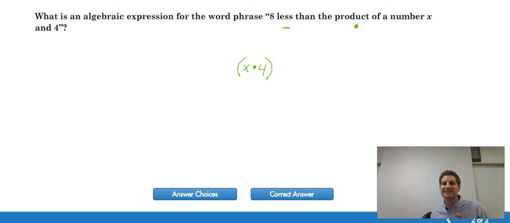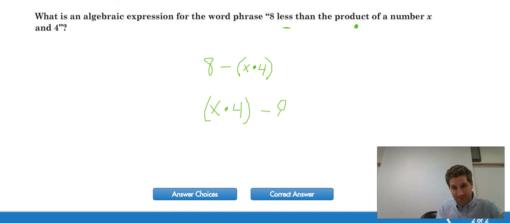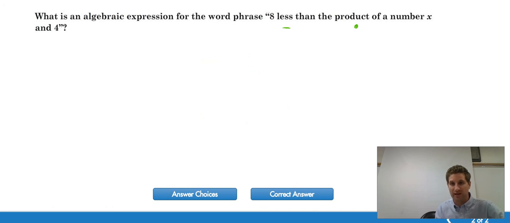Now I want 8 less than that. Okay, so whatever that is, I want to take 8 away from it. Now, a lot of kids will write 8 minus this, and some kids will do x times 4 and then minus 8. Okay, so those are two of the ones that I occasionally see. We don't have to write those down. We're going to actually look at some answer choices and break those down and see what kind of makes the most sense. But we know there's going to be subtraction and multiplication.